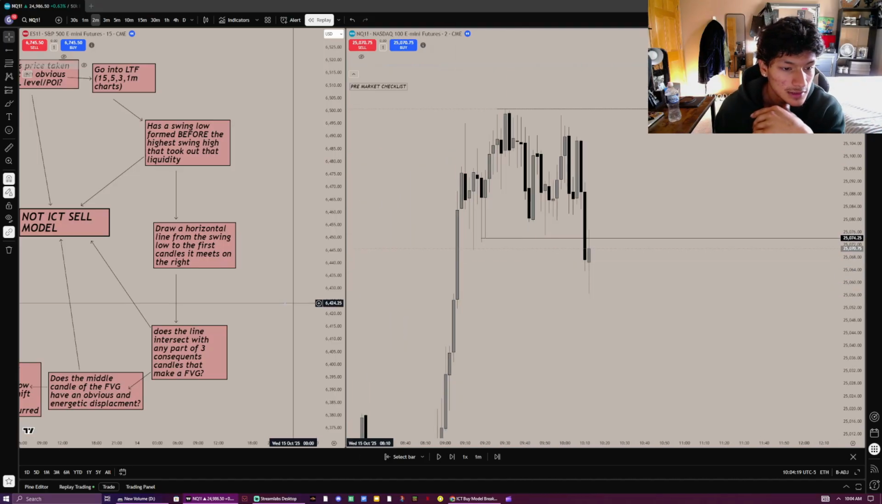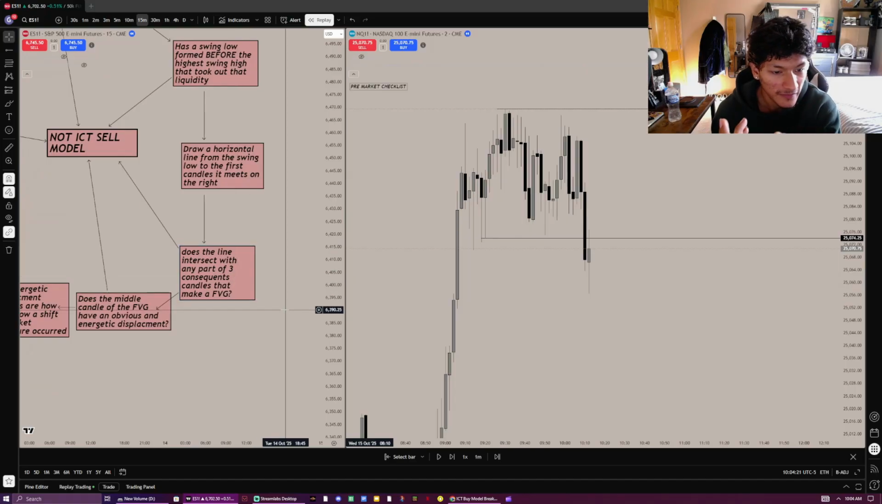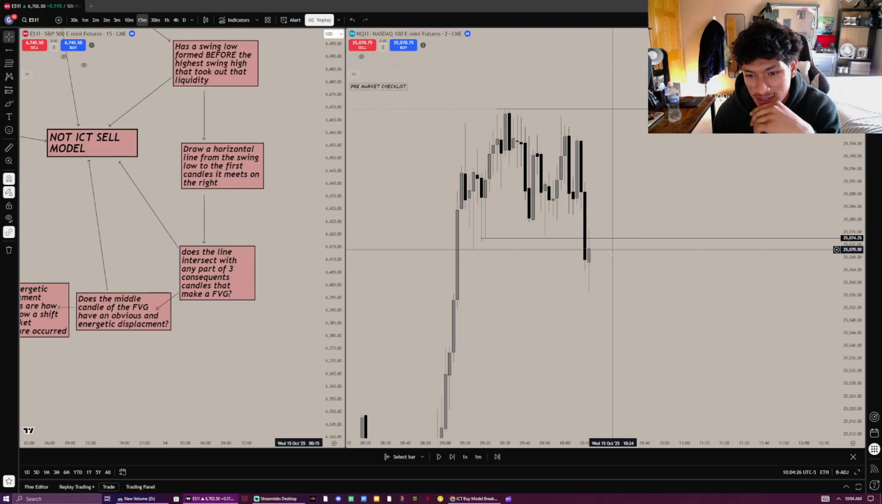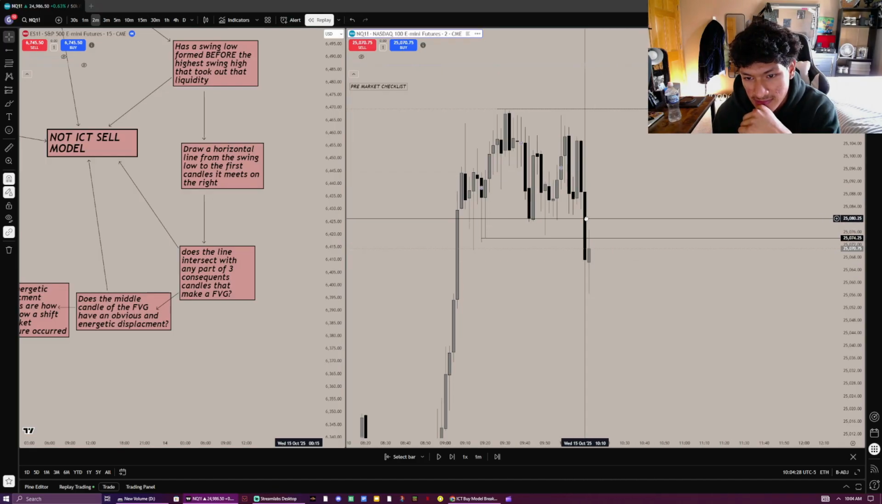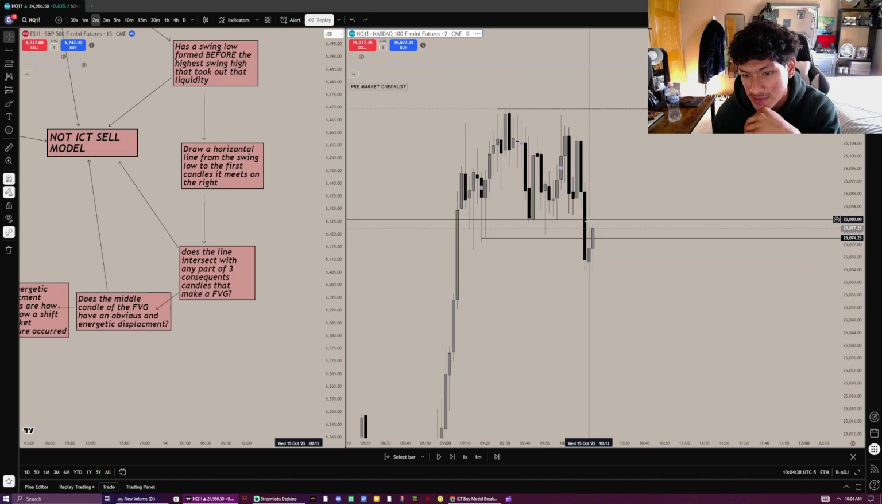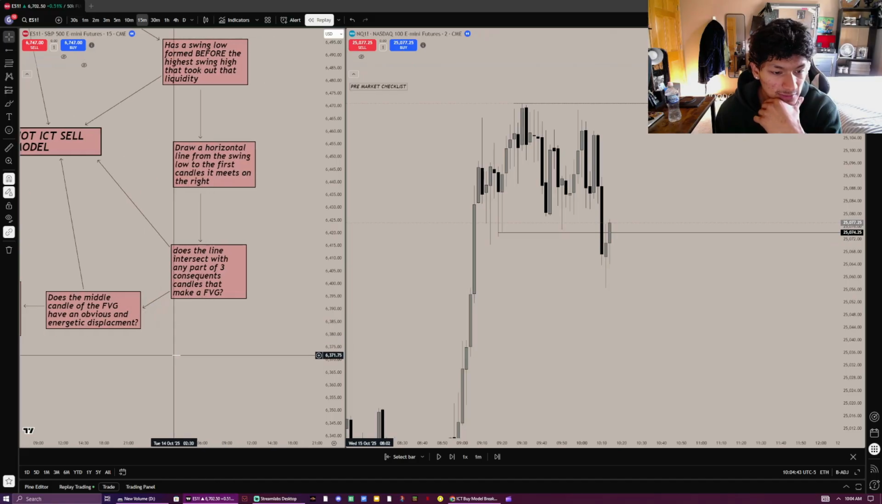Okay, boom. Does this line intersect with any part of three consecutive candles that make a fair value gap? Yeah, it does actually. This is the first candle, this is the second, and this is the third. We can let this candle print out here real quick. All right, boom. So this is a fair value area right here. It's in there, but it's not directly in the middle at the consequent encroachment, but it's in that fair value area. So let's move on.